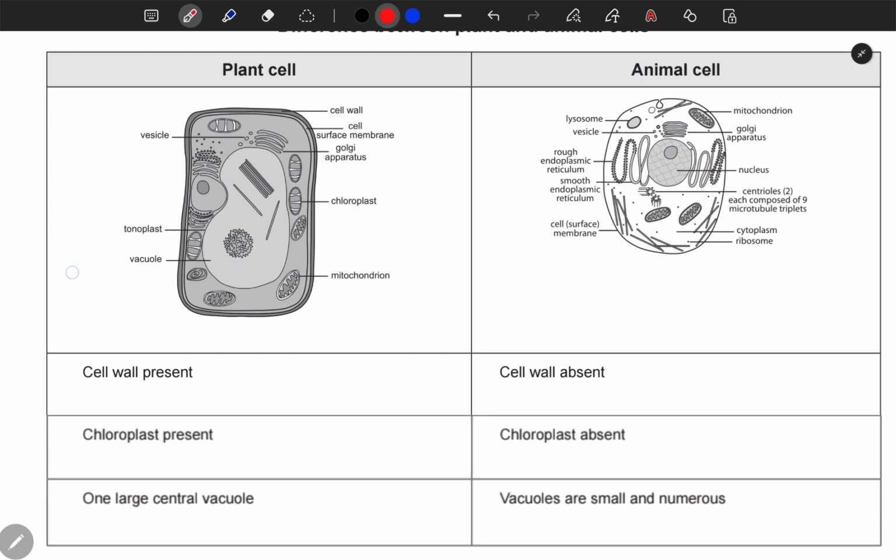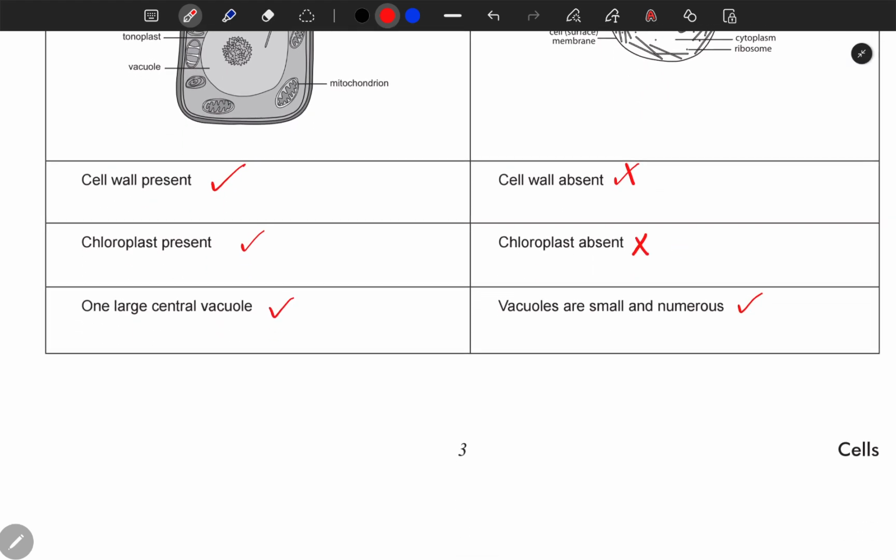And we can see the clear distinction between a plant cell and an animal cell. Let's talk about the cell wall. Here it is there, but in the animal cell there's no cell wall. Chloroplast is there, but here there is no chloroplast. In the plant cell there's one large vacuole. In the animal cell there's also a vacuole, but it's quite small, and there are quite a lot of them.